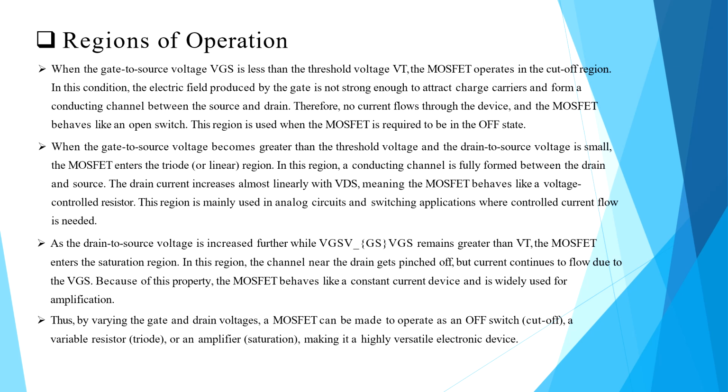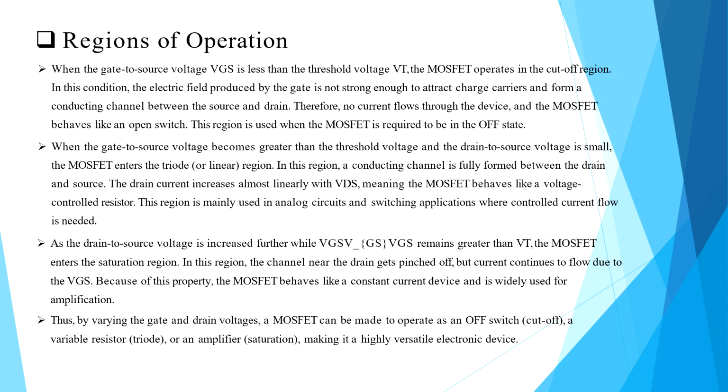When the gate to source voltage becomes greater than the threshold voltage and the drain to source voltage is small, the MOSFET enters the triode or linear region. In this region, a conducting channel is fully formed between drain and source. The drain current increases almost linearly with VDS, the drain to source voltage, meaning the MOSFET behaves like a voltage controlled resistor. This region is mainly used in analog circuits and switching applications where controlled current flow is needed.